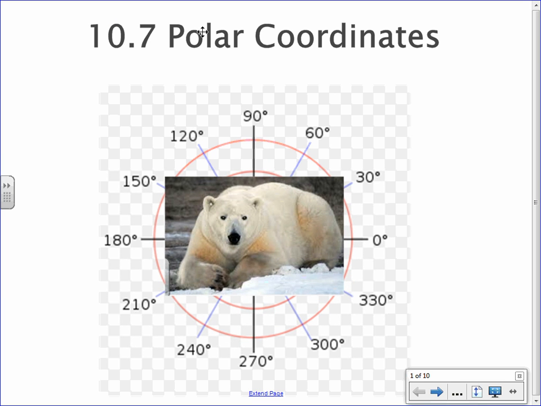Today we are going to talk about polar coordinates. Unfortunately, it has nothing to do with a polar bear, but it has everything to do with a pole. So we're going to talk about the definition of polar coordinates. We'll talk about going back and forth from polar coordinates to what we're used to, and we'll talk about equations as well.